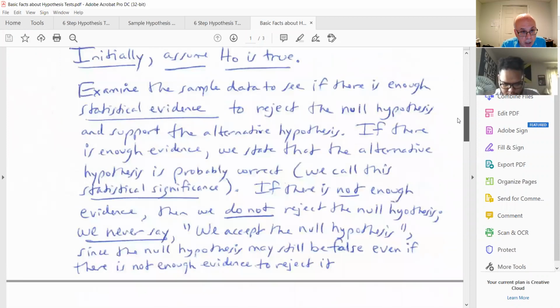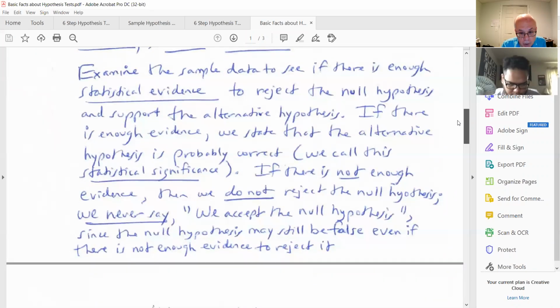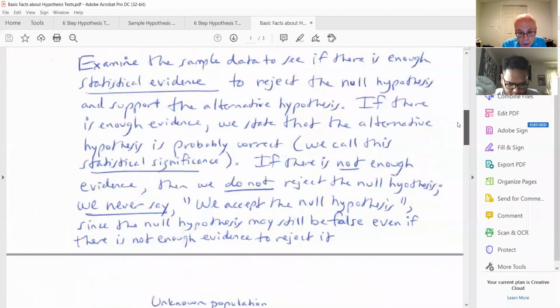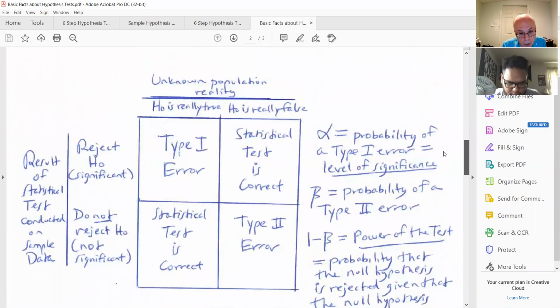the assumptions that we make, that the null hypothesis is initially true, and then that there's two decisions, either we reject or do not reject the null hypothesis. When we do that, there are two different errors that we can make. Now, if your decision is to reject the null hypothesis, when we go through the 6-step process, the only type of error that you could make is the type 1 error. Because the type 1 error is when you reject the null hypothesis, and the null hypothesis is really true.